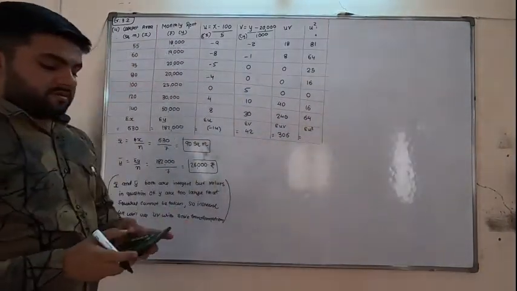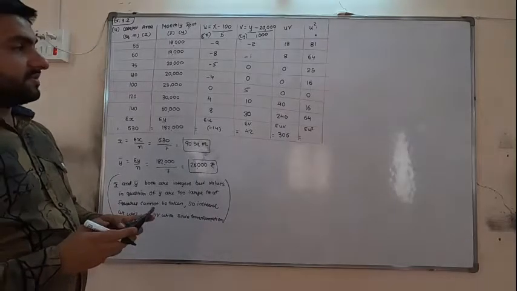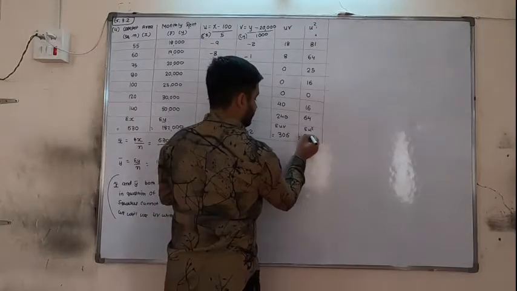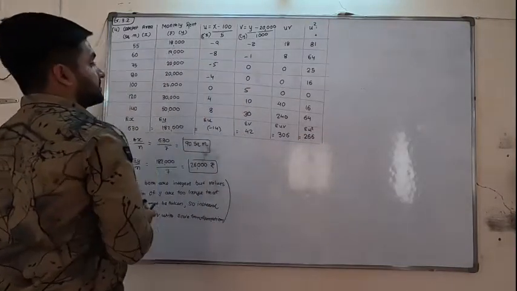9 square is 81, 8 square 64, 5 square 25, 4 square 16, 0, 0, 4 square 16, 8 square 64. So 81, 64, 25, 16, 16, 64. Sum is 266.